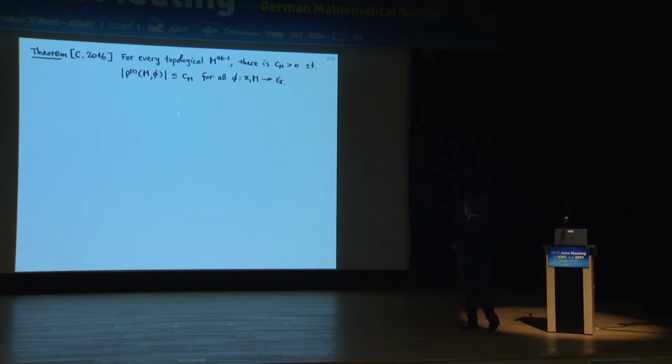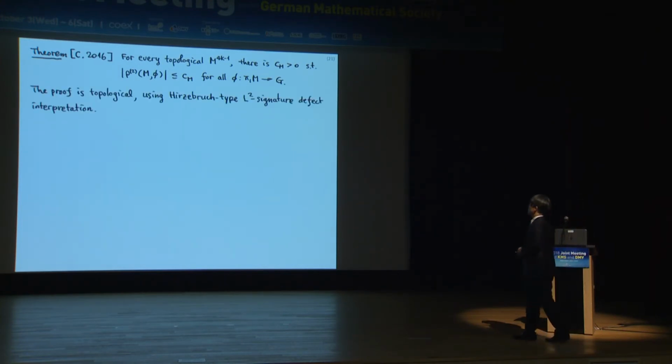So the first result I want to introduce regarding this problem states that for every topological manifold, there is such a constant. So this is the generalization to the topological case. To prove this, we can't use the technique of Cheeger and Gromov, which was really analytic, using a Riemannian metric. So indeed, the proof is very topological, and I used a Hillman-type L2 signature defect interpretation of the rho invariant. So this is one very pretty, satisfactory step.